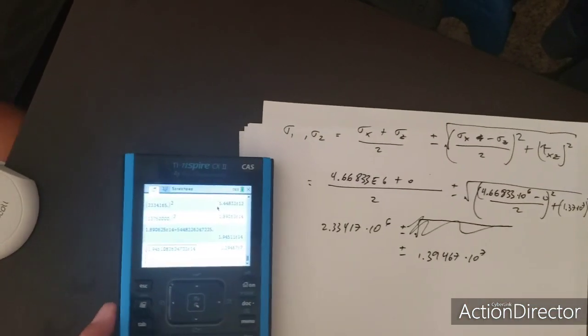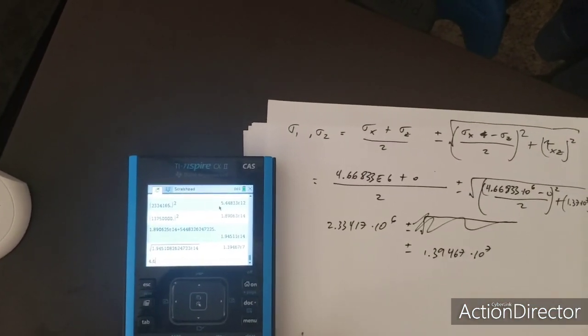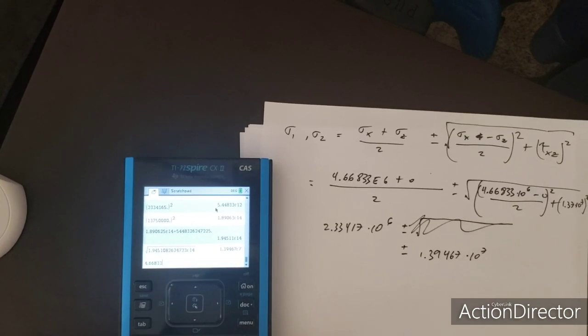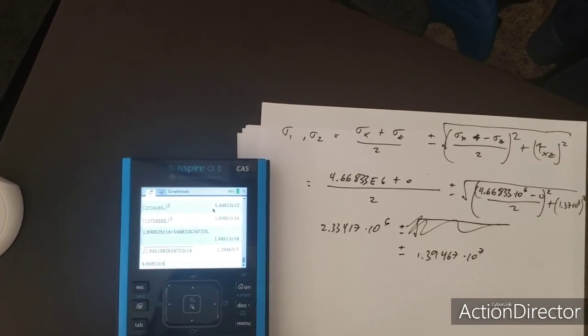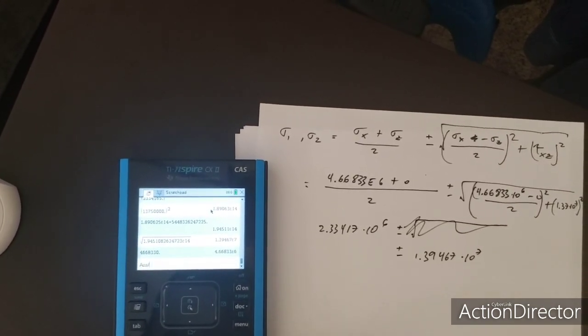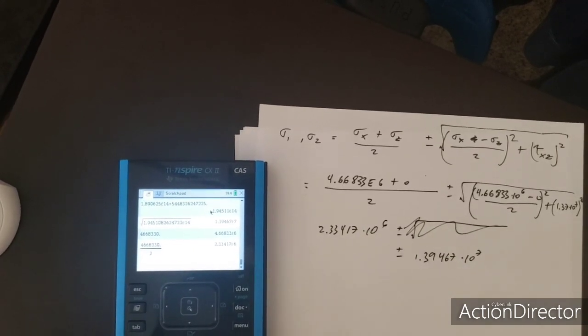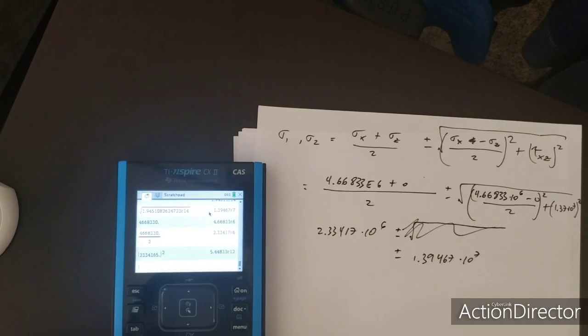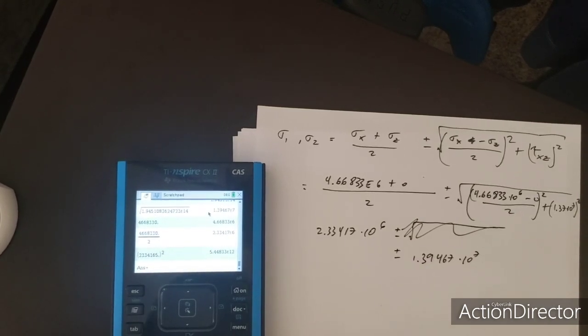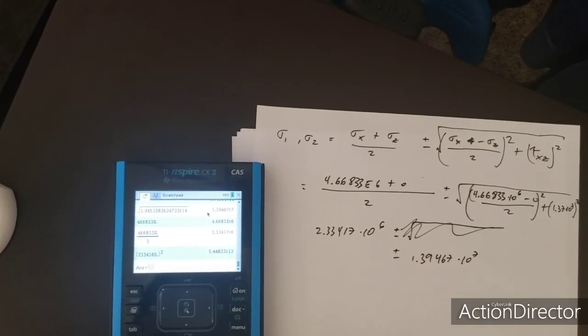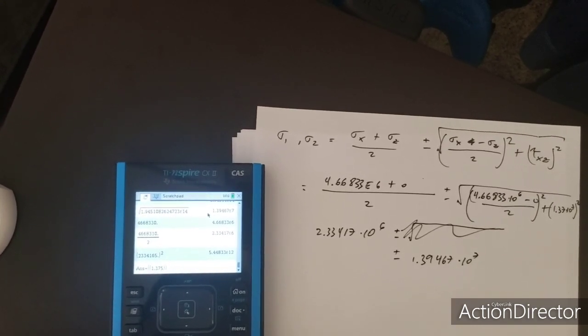Let me just make sure one more time. 4.66833 times 10 to the 6 divided by 2. Okay, and square this, plus 1.37 times 10 to the 7.